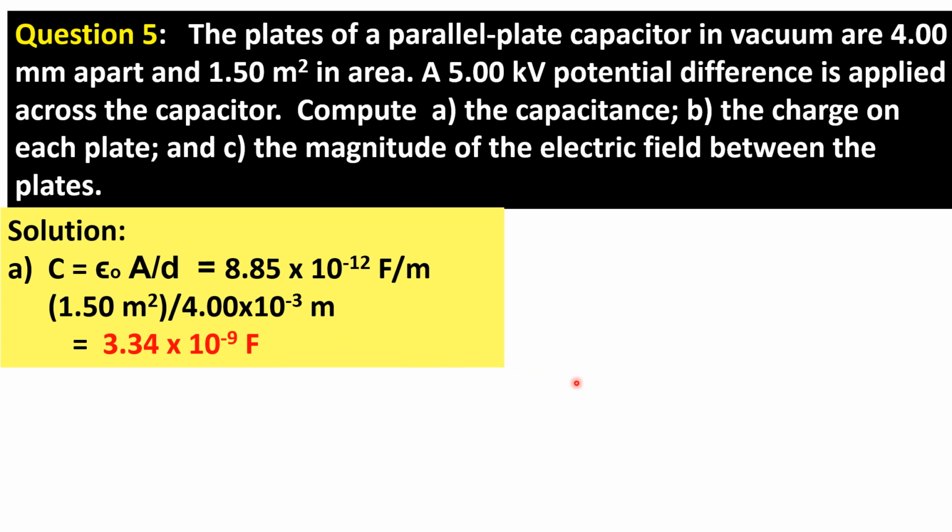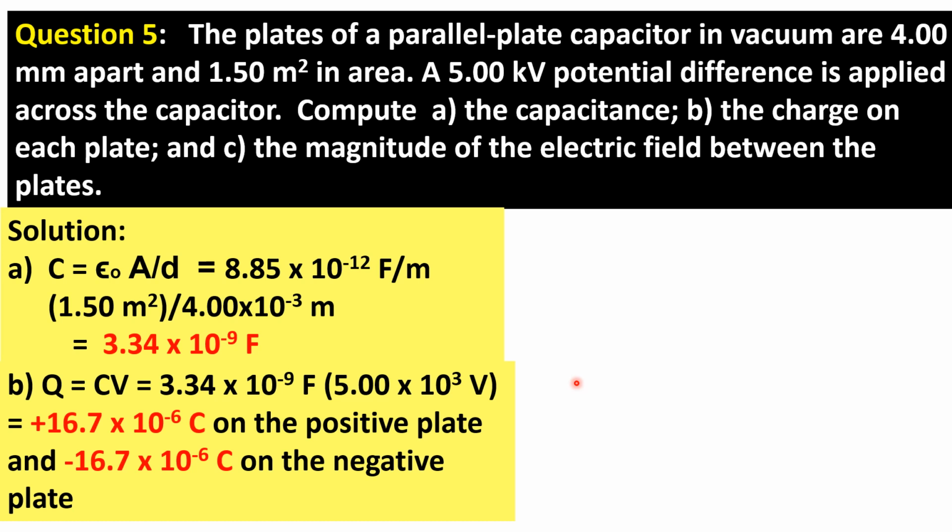Moving on to letter B. To get the charge on each plate, we use the formula Q is equal to the product of capacitance C multiplied by the potential difference V. Substituting, we get 3.34 times 10 raised to the negative 9 farad multiplied by the given voltage already converted to volts. From 5 kilovolts, it now becomes 5.00 times 10 raised to the third power volts. So multiplying this, you will get 16.7 times 10 raised to the negative 6 coulomb.